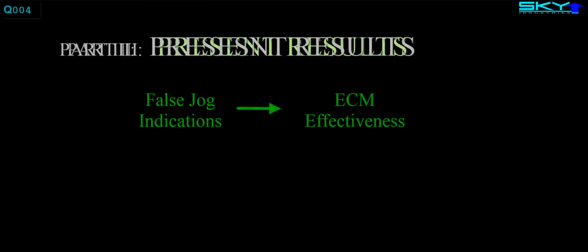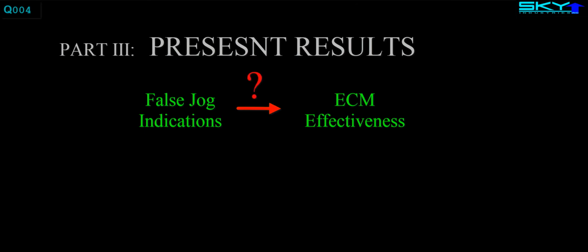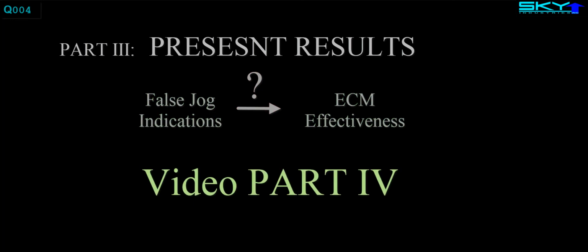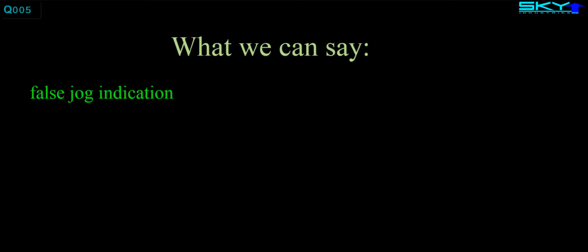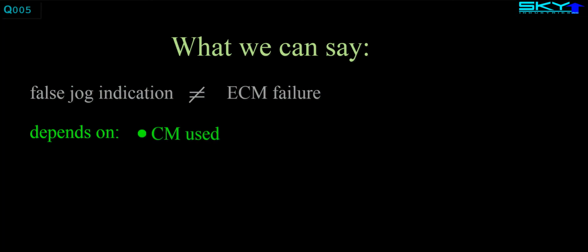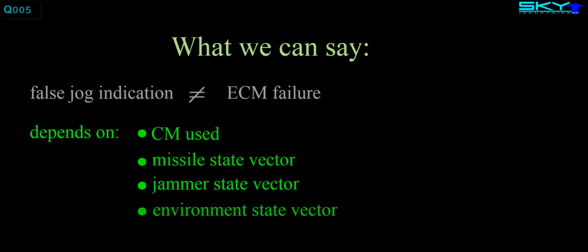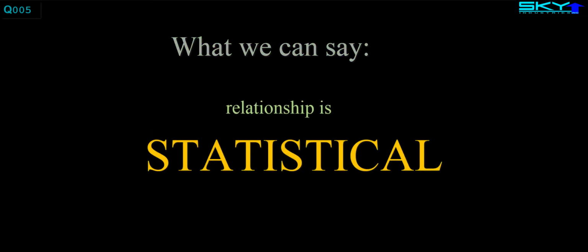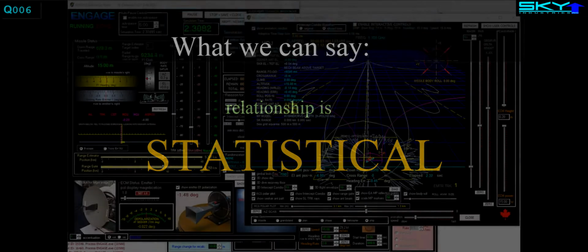Now, thus far, we have not concretely established the meaning of the probability of a false jog indication in terms of ECM effectiveness. That comes in Part 4. What we can say is that a false jog indication does not necessarily cause the countermeasure to fail. The effect of a false indication depends on the countermeasure used and on many other variables which are in play when the false indication occurs. Necessarily, the relationship between false jog indications and ECM effectiveness will be statistical. We can say that much.